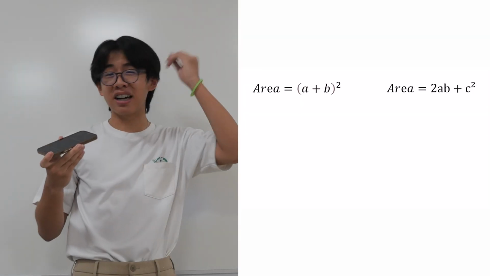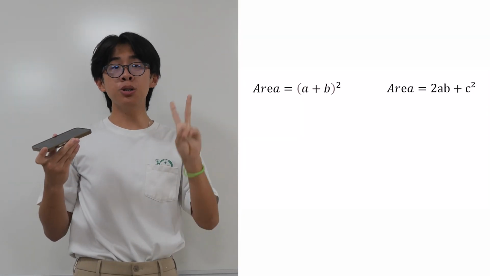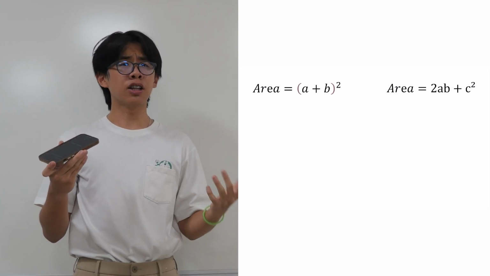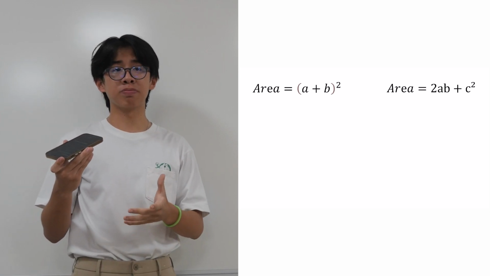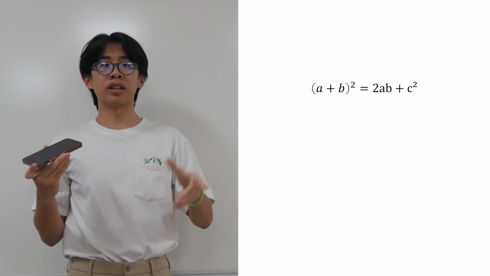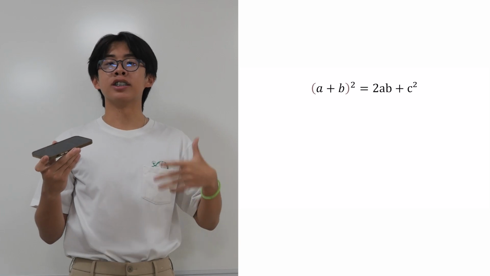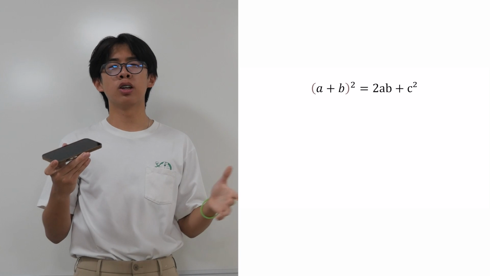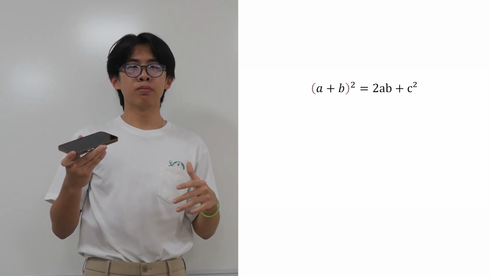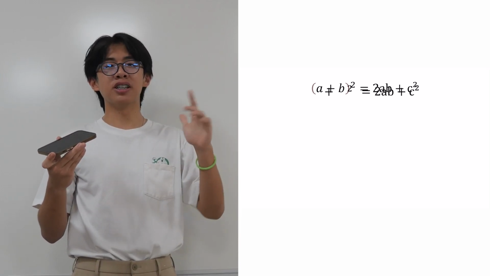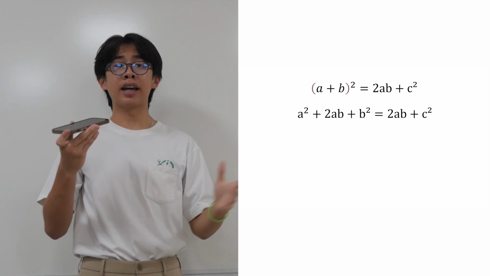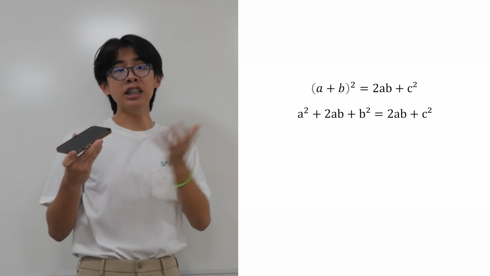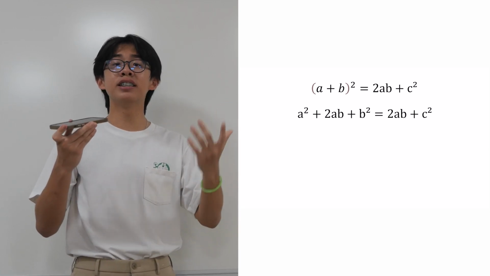Now, here comes the magical moment. We got 2 different ways to describe the exact same area. So let's set them equal through an equation. (a plus b) squared equals 2ab plus c squared. And now let's open up that left side. What's (a plus b) squared? It's just a squared plus 2ab plus b squared. And now we can write a squared plus 2ab plus b squared equals 2ab plus c squared.